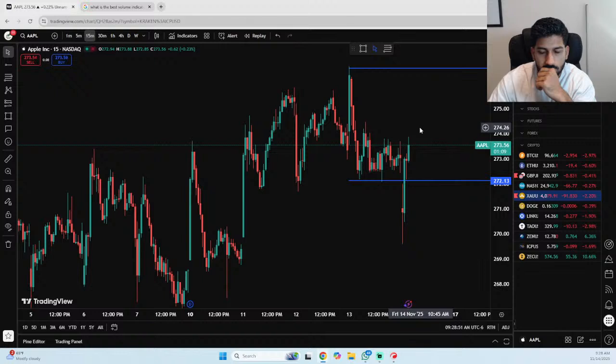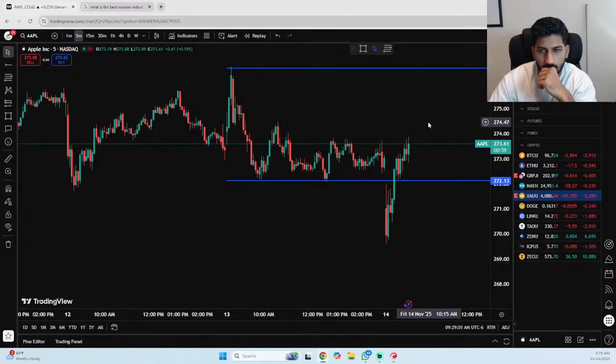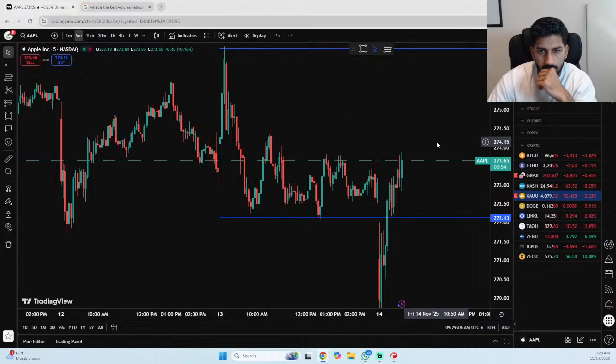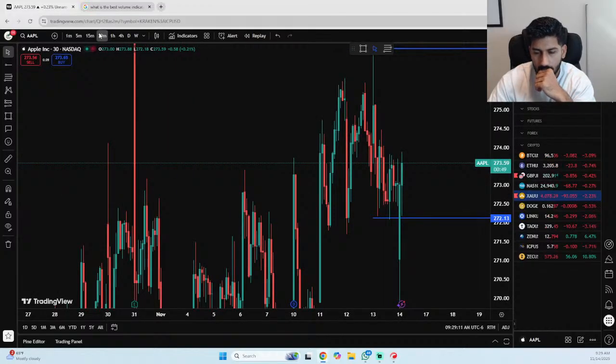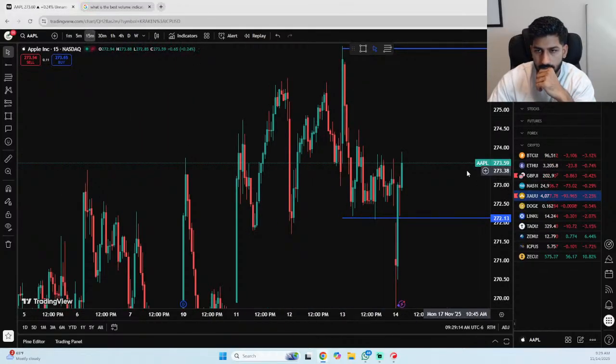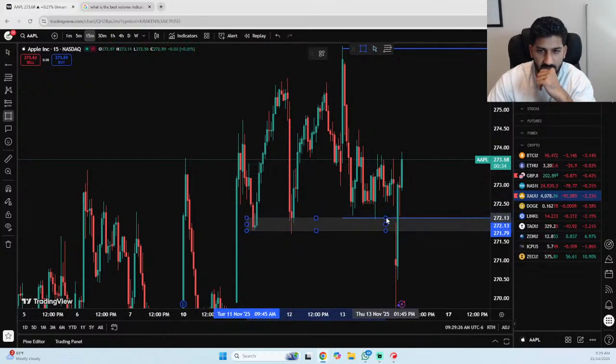So this was yesterday's, right? Let me just open my thing here. So we see yesterday at 272.13 there was a lot of support. Yeah, that's where you have marked, right? So we see a lot of support in the 15 minutes, so I'm marking this area as support.